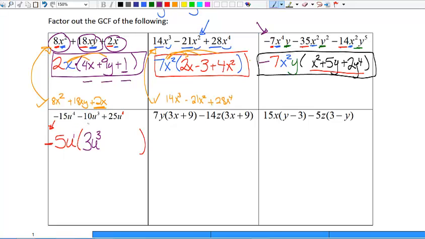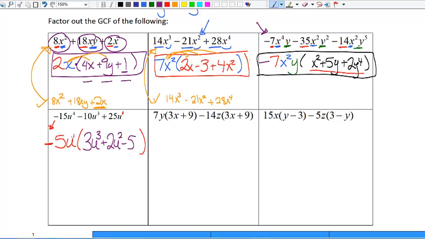Next term, negative 10u divided by negative 5. That's positive 2. u cubed divided by u to the 1, that's u to the 2. I'm subtracting my exponents. Positive 25 divided by negative 5. That's going to be a negative 5 because a positive divided by a negative is a negative. A lot of students get that one confused.